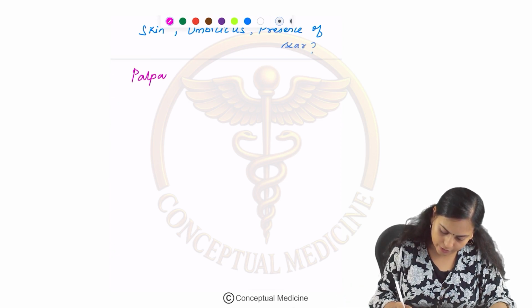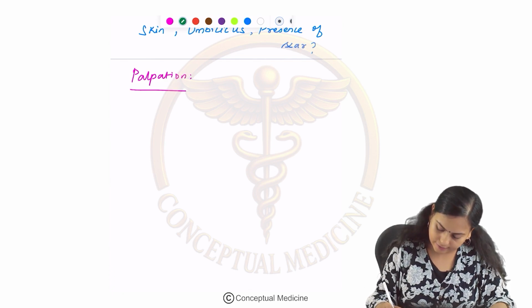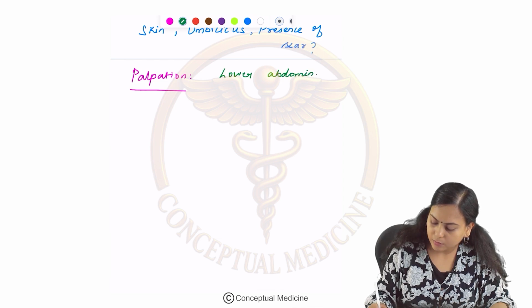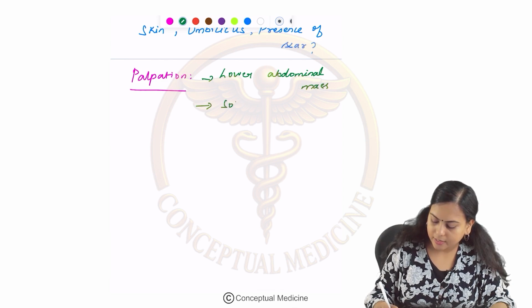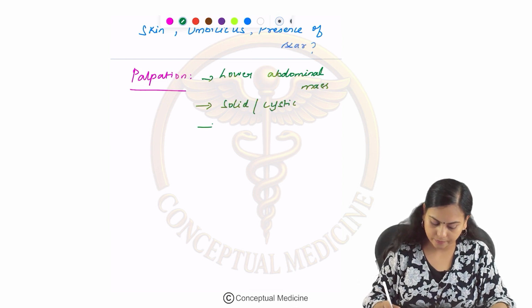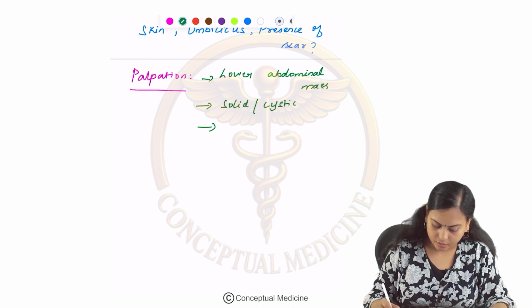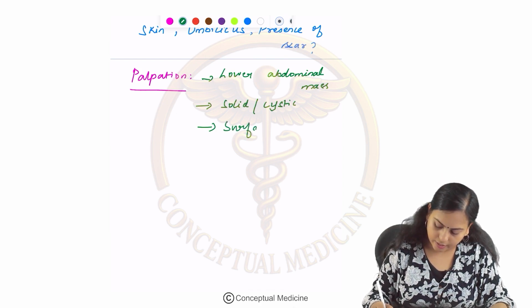Next we'll do palpation, right? When we do palpation, you'll be able to find a lower abdominal mass in case of CA ovary. It can be solid or cystic in part, that is, partly solid and partly cystic, and the surface can be smooth or also nodular.